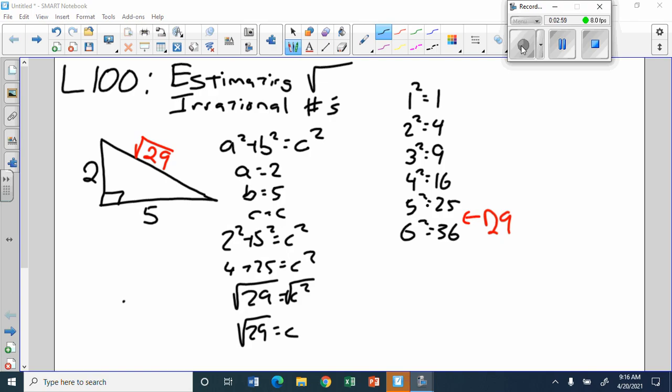So let's look at 5.1. Now let's do it over here. 5.1 squared. Now I'm going to go ahead and save us some time. I'm going to do that on a calculator, so you don't have to multiply that out right now for this purpose. But 5.1 times 5.1 is 26.01. Do we need to go higher or lower? So let's do 5.2 squared. 5.2 squared is 27.04.